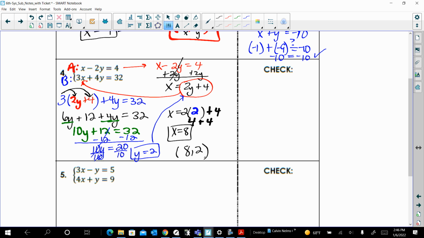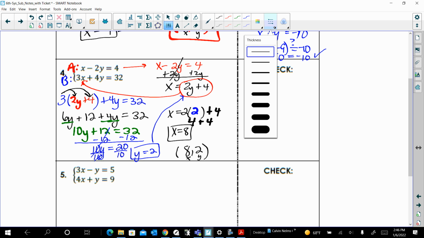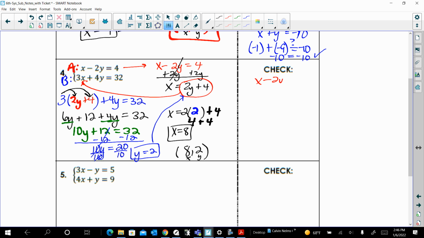Now I can check it by plugging in our x and our y for each equation. When I do it for equation A, it was x minus 2y equals 4. I have to check to see if this is true. That's why I put a little question mark here. So this is 8 minus 2 times 2. Would that equal 4 when I work this out? 8 minus 4, yep, equals 4. So 4 equals 4, so that is correct.